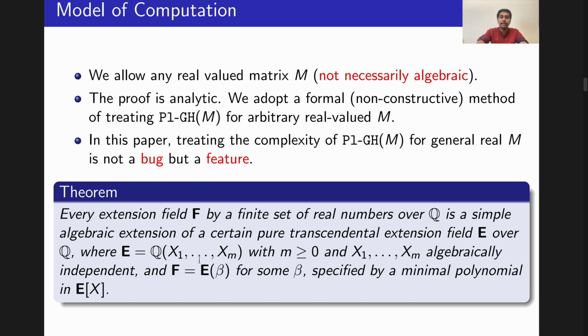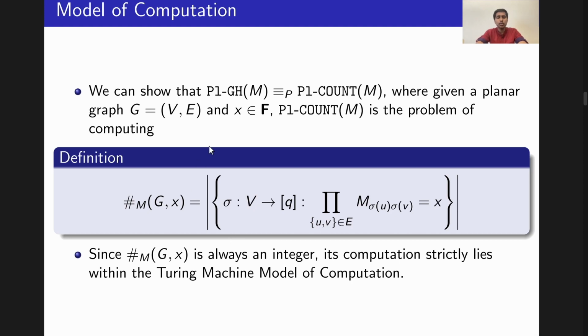Now, I want to note that this is merely an existential result. We're not claiming to know what M or beta are. It is possible that given F, we cannot tell what M and beta are. However, the existence is all that we'll need. We can show that planar GH of M is in fact equivalent to the problem planar Count M.